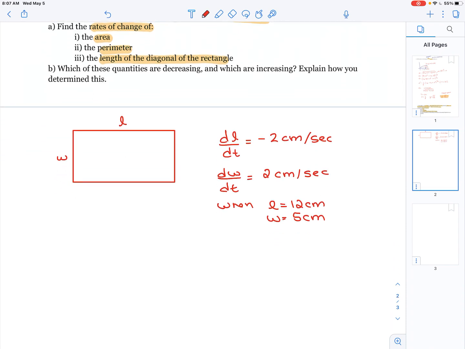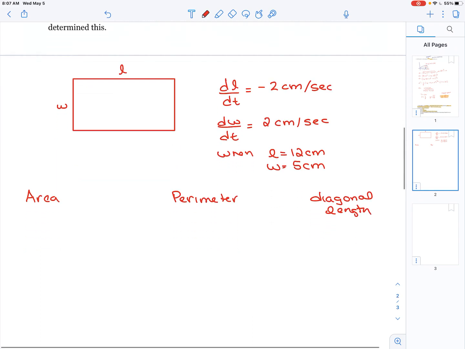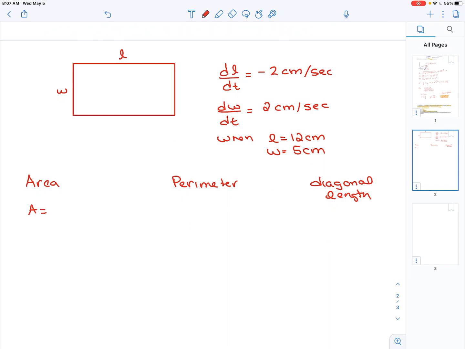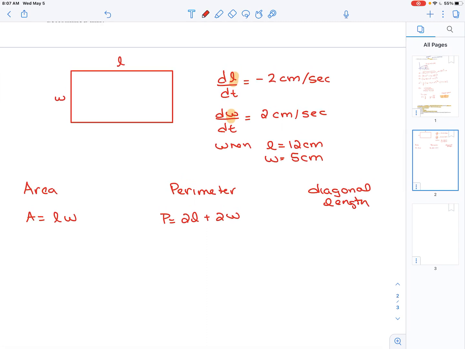Okay, so now we're going to find the rates of change of area, perimeter, and diagonal length. All right, so area is going to be the formula that links L and W, because those are the rates I'm trying to relate. So that would be L times W. Perimeter would equal 2L plus 2W. And the diagonal length, well, if you think about putting in a diagonal here, then you're just going to use Pythagorean theorem. So d squared equals W squared plus L squared.